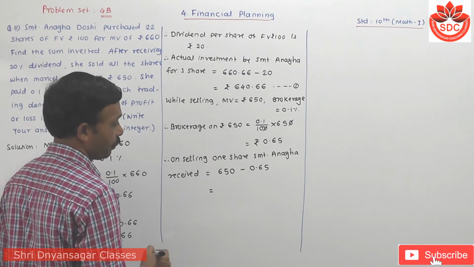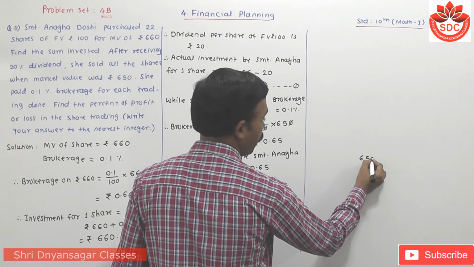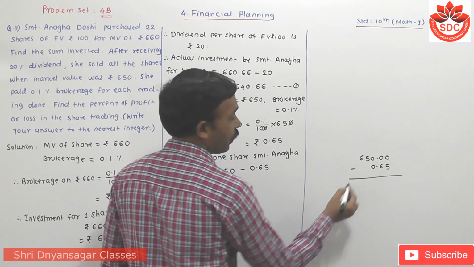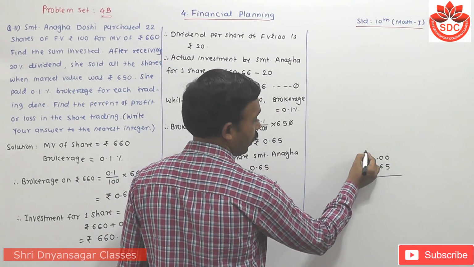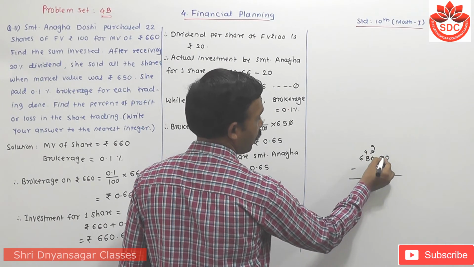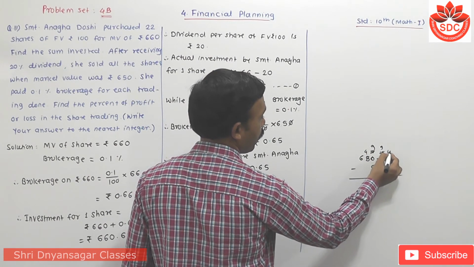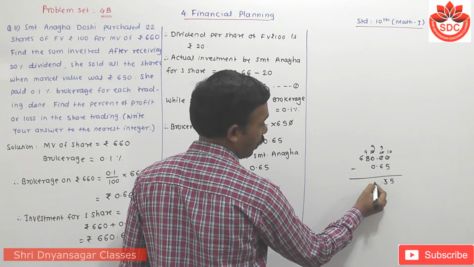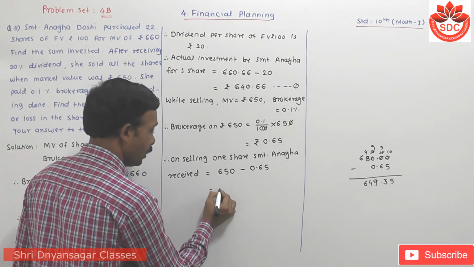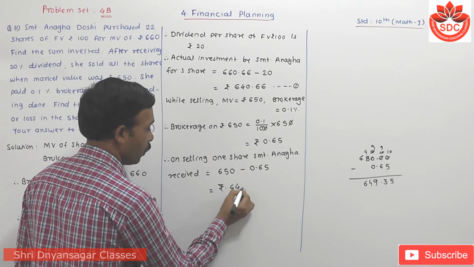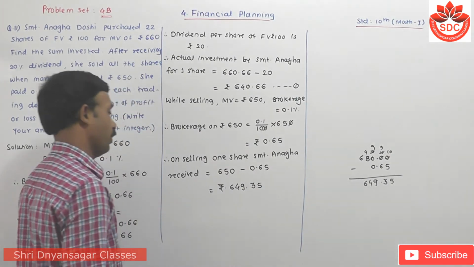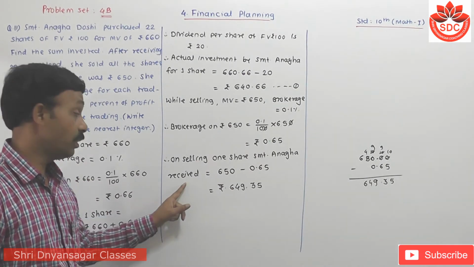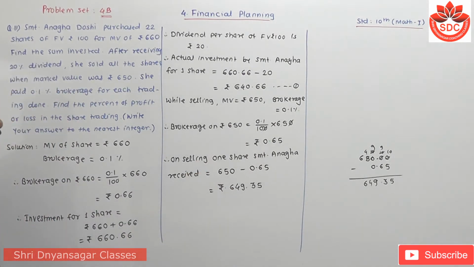Then at that time, I take here 650.00 minus 0.65. Then we take carry from here. Here is 4, here is 10, here is 9, here is 10, here is 9, here is 10. 10 minus 5 becomes 5, 9 minus 6 becomes 3. Decimal point here, 9, 4 and 6. Means that this is rupees 649.35. This is the amount received on selling one share for this Srimati Anga Doshi.